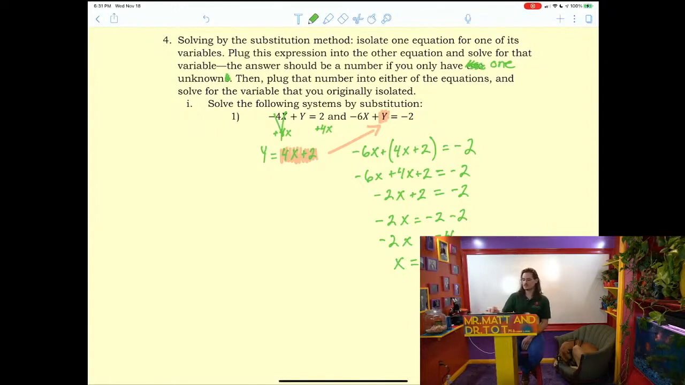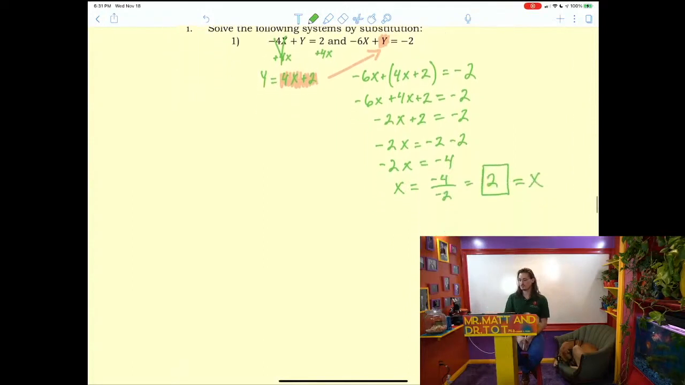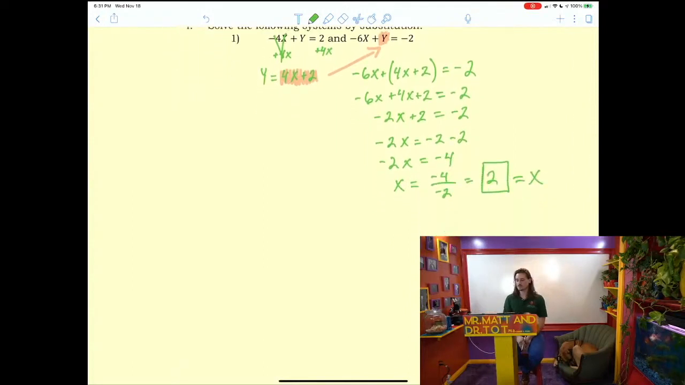Oh, I'm sorry, let me scroll up there. So we just found that x is equal to positive 2.